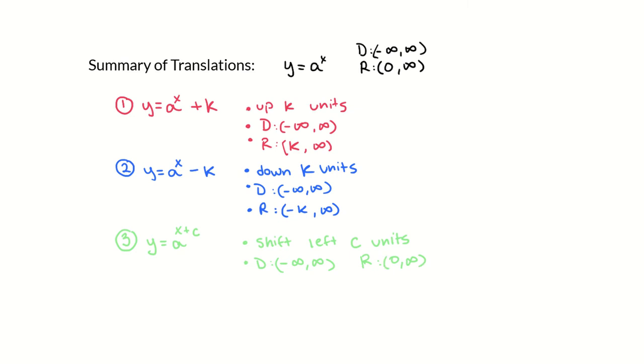And then the last change, if we subtract a positive number in the exponent, so y equals a to the x minus c, where c is a constant in the exponent, that will shift the function to the right c units. And again, the domain and range will stay the same as the original for a shift to the left or the right.